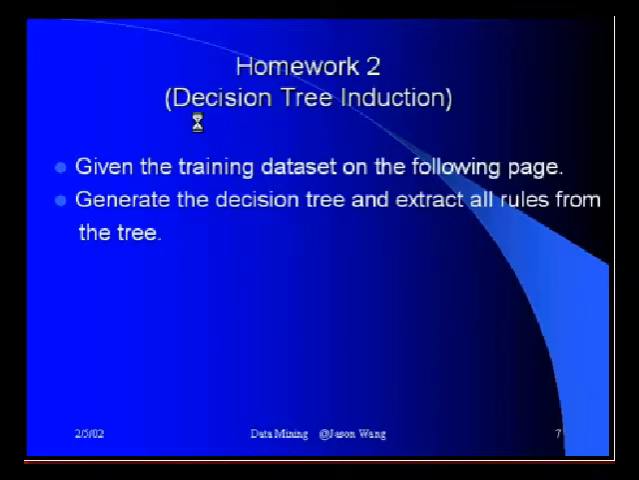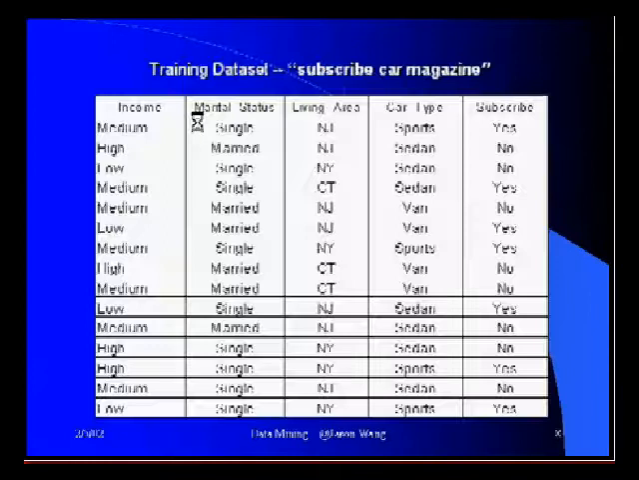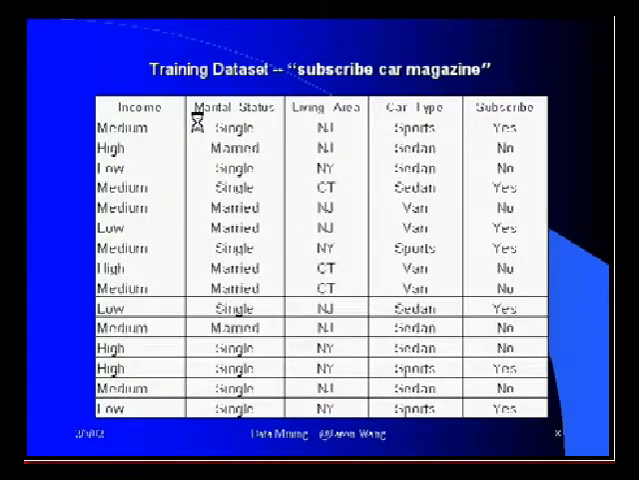So this is a given training data set, and you are asked to build a decision tree based on this training data set using the ID3 algorithm we have discussed in the previous lecture for part 1. In this training data set, look at for example, the first tuple. The income of that person is median. Marital status is single. That person lives in New Jersey. That person is driving a sports car. For that case, yes, that person subscribes car magazine. So yes means that person subscribes car magazine. No means that person does not subscribe car magazines.